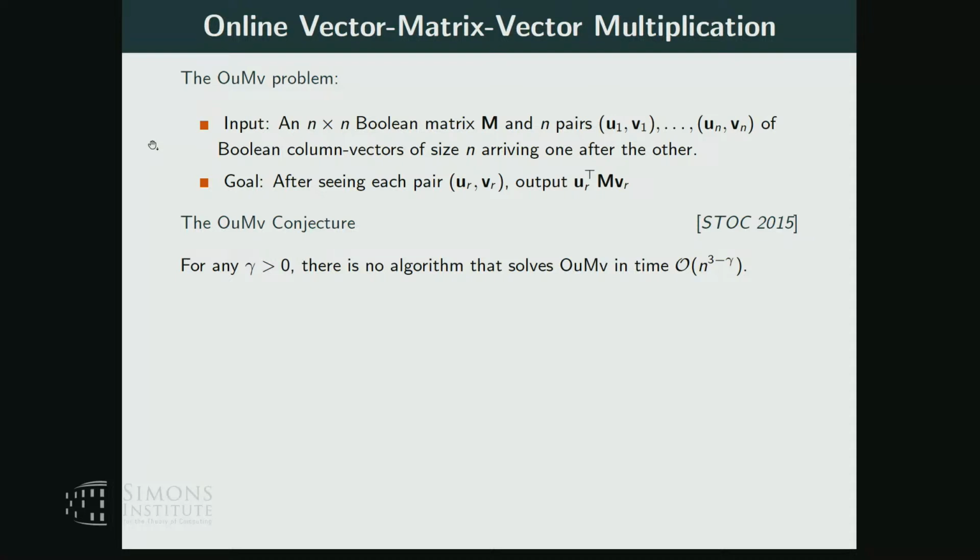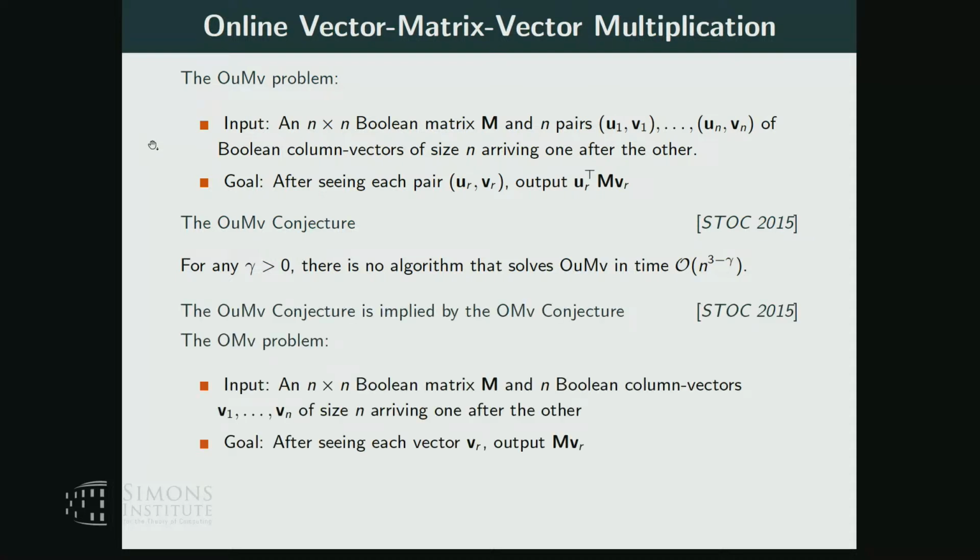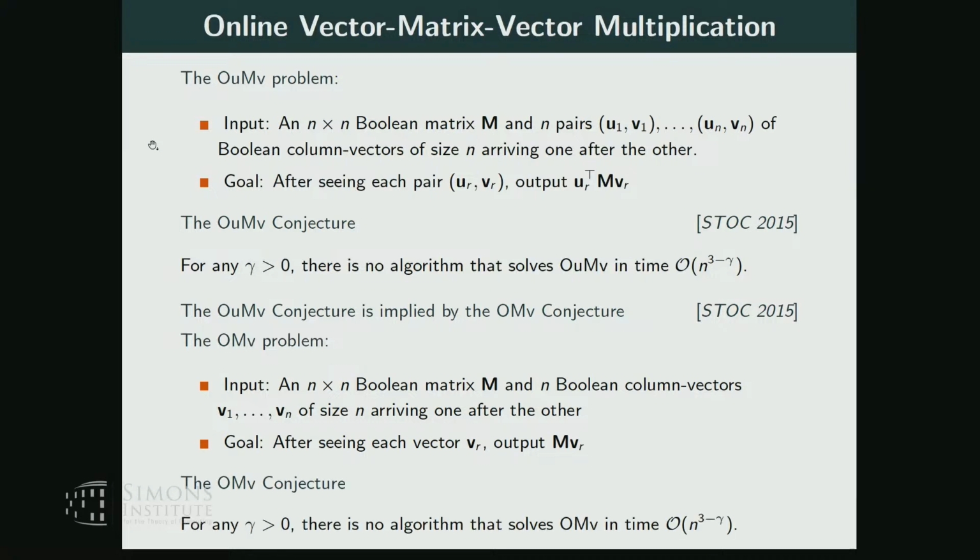So per vector pair, essentially. Now there is the other conjecture, which is implied by our conjecture, so we can reduce this OMV conjecture to our conjecture, and it is also presented in the same paper. This is the online matrix vector multiplication problem. There we again have an n by n Boolean matrix M, and column vectors v1 to vn that arrive one after the other, and the goal is, after seeing each vector vr, to output the multiplication of M with vr.